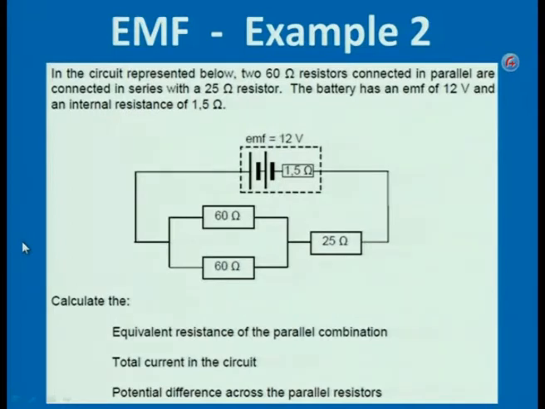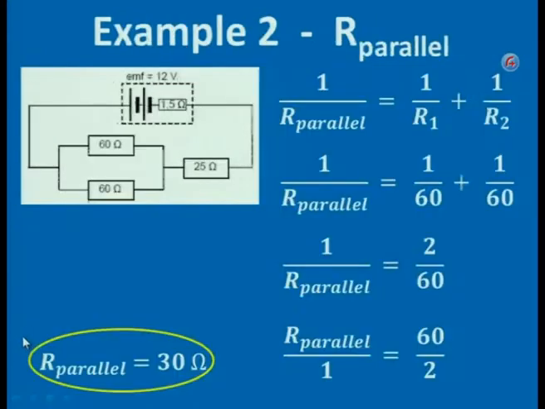Example 2. In the circuit represented below, two 6 ohm resistors connected in parallel are connected in series with a 25 ohm resistor. The battery has an EMF of 12 volts and an internal resistance of 1.5 ohms. Calculate the equivalent resistance of the parallel combination, therefore RP. So let's just focus on the first question first.